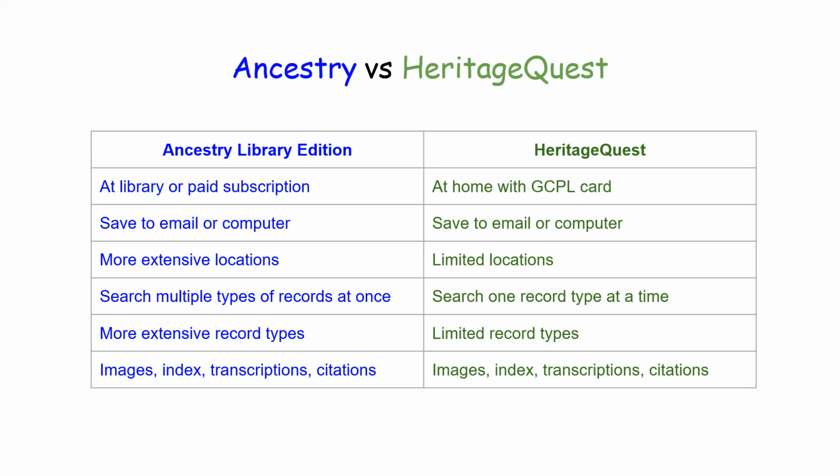The big difference is how you search. You can only search one record type at a time with HeritageQuest, meaning you can only search your census records or you can only search military records at a time. You can't search everything and hope to find all different kinds of records for a person. There are limited record types that you can find, but you can still find images, indexes, and transcripts.